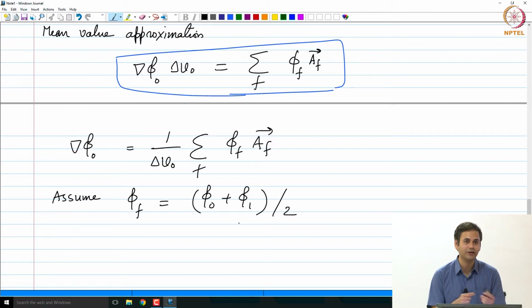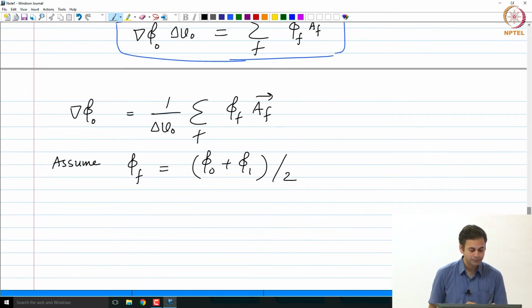It is not arithmetic mean, it will be a linear interpolation. You need to get a factor f, which is basically the distance between the face and the cell centroid P, and 1 minus f and so on. As of now I am assuming that it is just an arithmetic mean of the cell values. We know that this is not correct if you have non-uniform meshes. But we will try to improve this phi f a little later, in a different way.